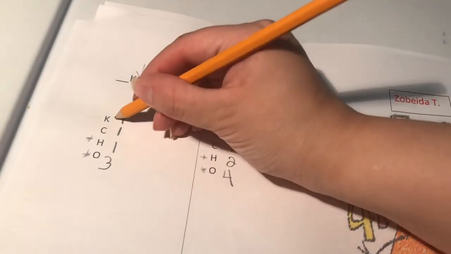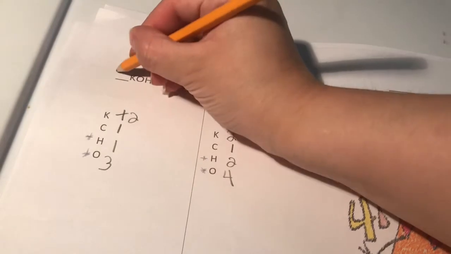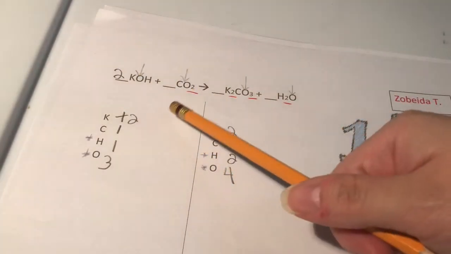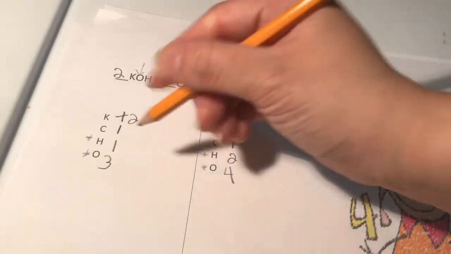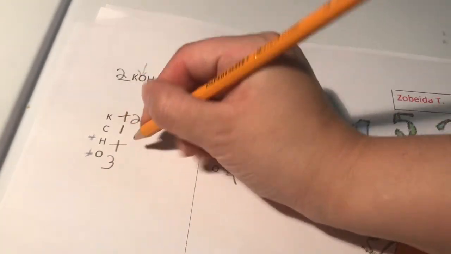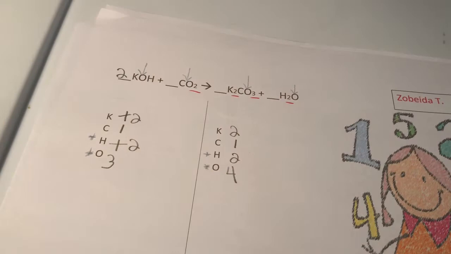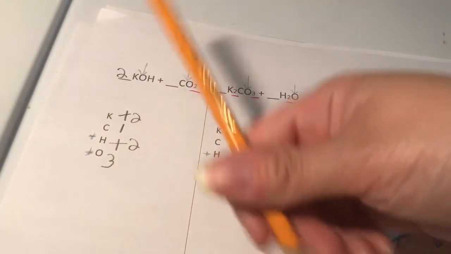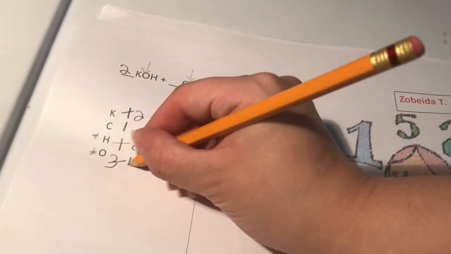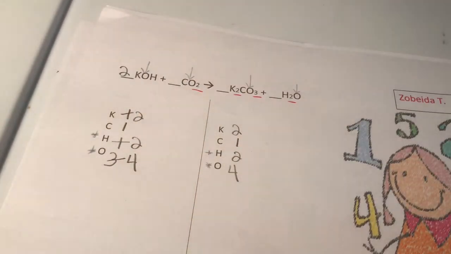I have to see if everything lines up, and I see that my potassium is not lining up. So I change the coefficient to 2, but that changes everything. Now I have 2 hydrogen instead of 1. Does it change my oxygen? Absolutely. We have 2 now instead of 3, so we have 4. That changes everything to 4.